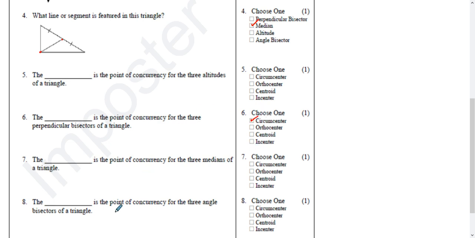The second one that we talked about was angle bisectors, and it was called the incenter. The third one we talked about was medians. Medians was called the centroid. And the last one we talked about, that we didn't do a lot of work with, was altitudes, and it was called the orthocenter.